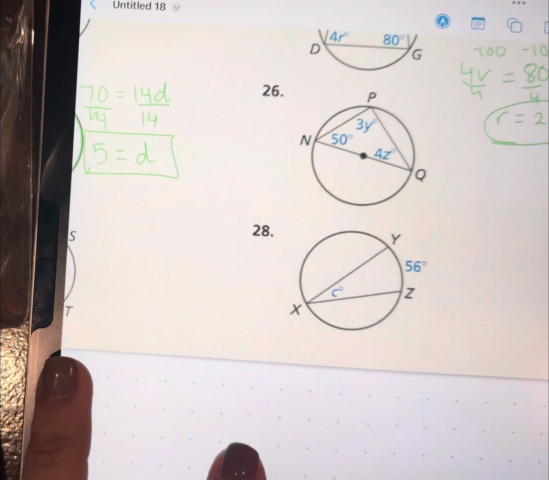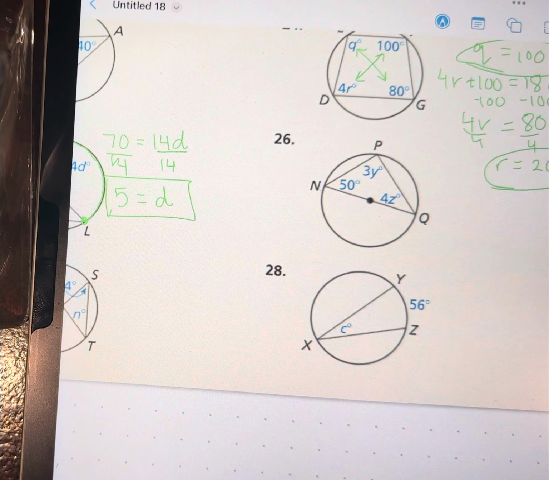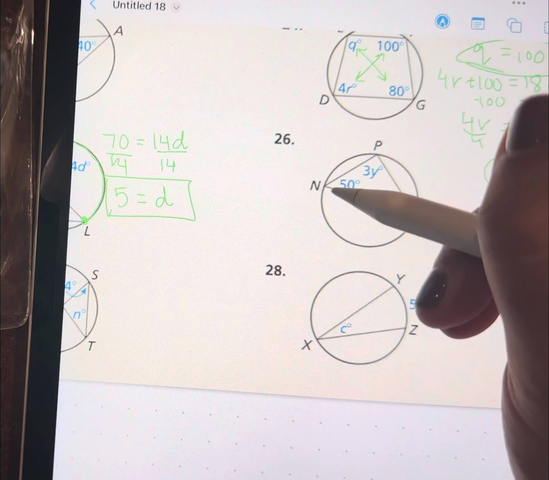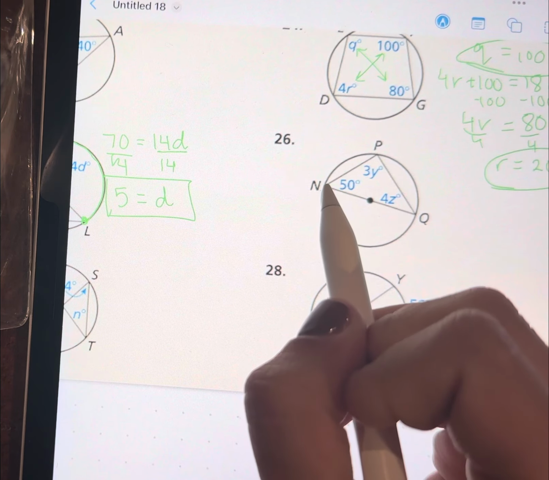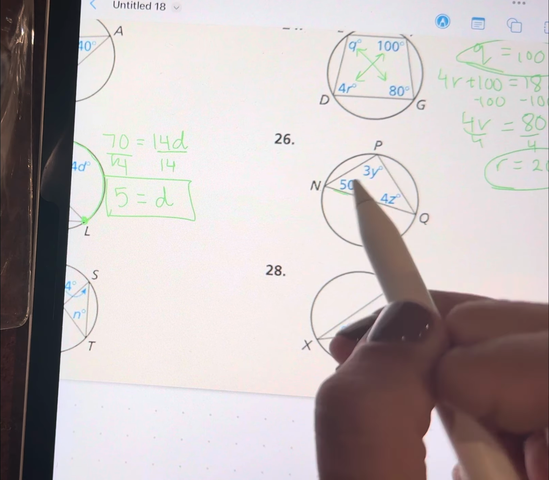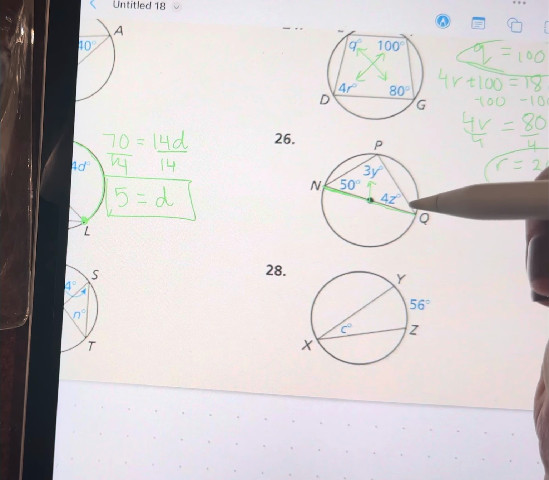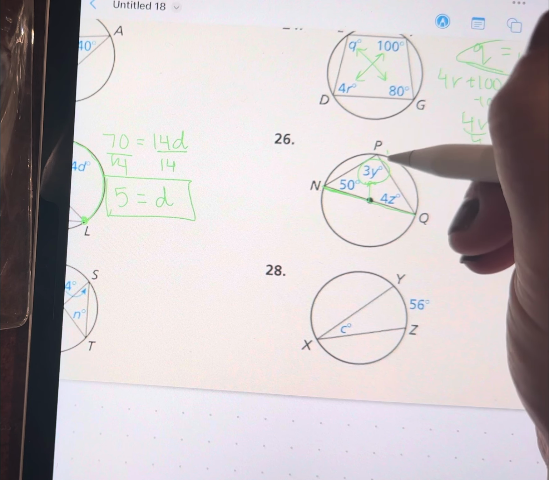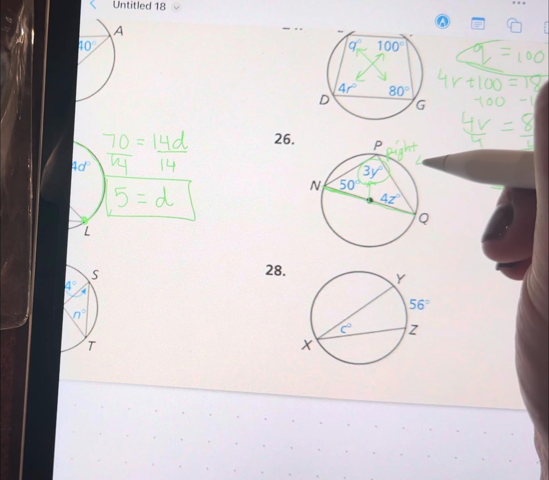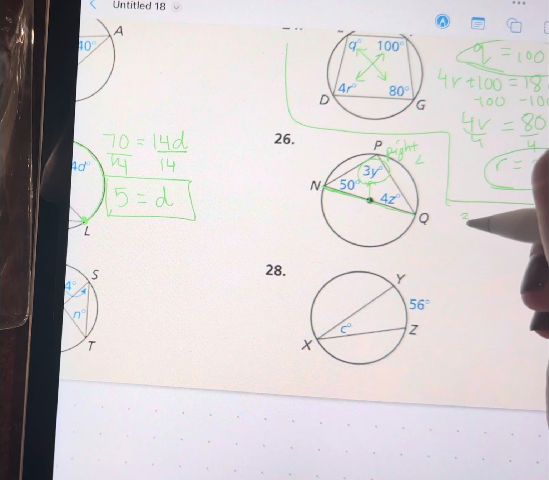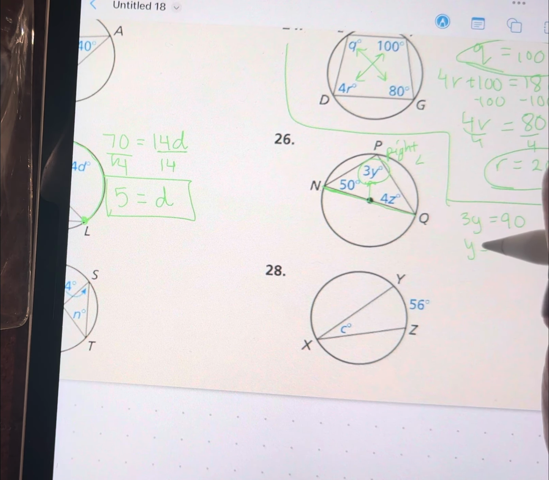Next, number 26. So here's the deal. If I have a triangle in a circle and the diameter is part of it, then the angle across the diameter is a right angle. So that 3y equals 90. So that means that y equals 30.